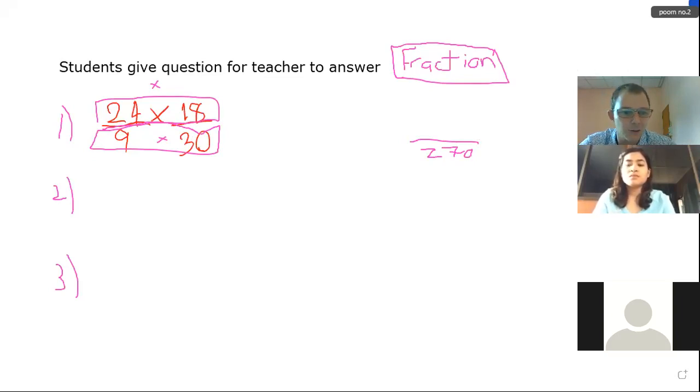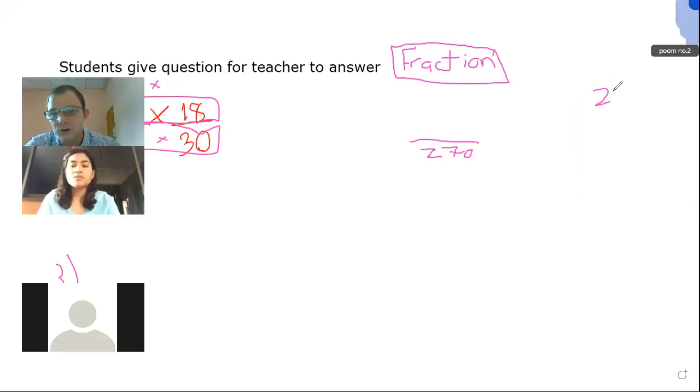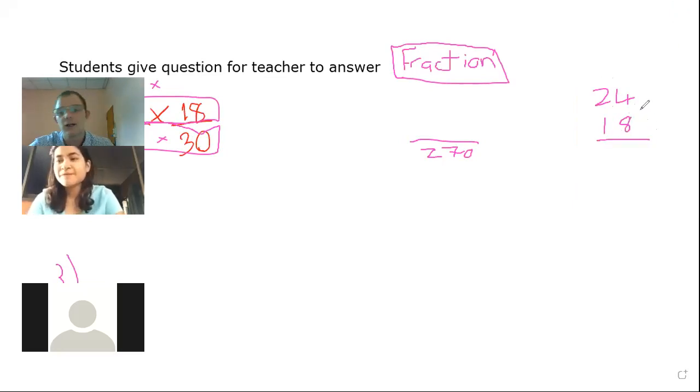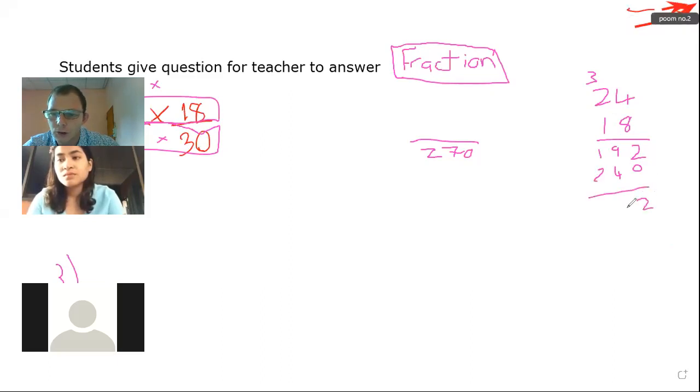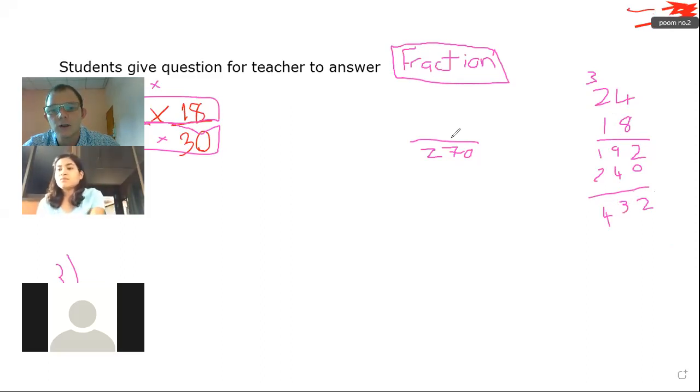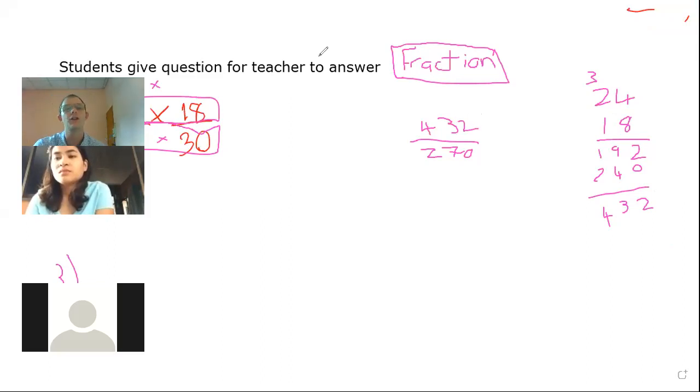teacher, how do you multiply 24 times 18? Oh, let me show you. 24 and 18. Let's go. What is 8 times 4? 32. 8 times 2 is 16, plus 3 is 19. Remember your 0 for your place value. That's 4. And that's 2. So we have 2, 3, 4. So this is our answer to the top part. 3, 4, 4, 3, 2.